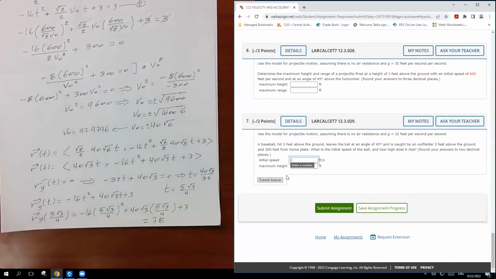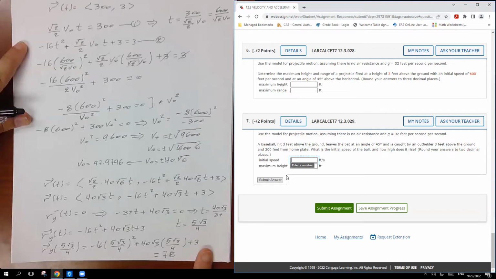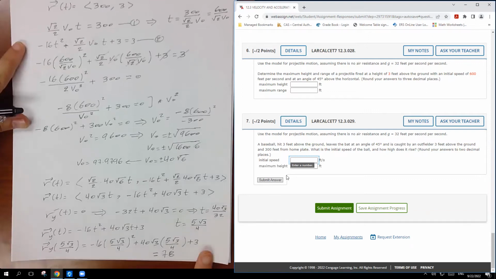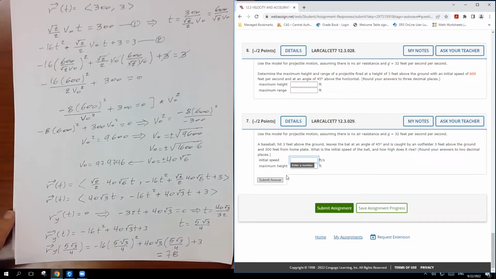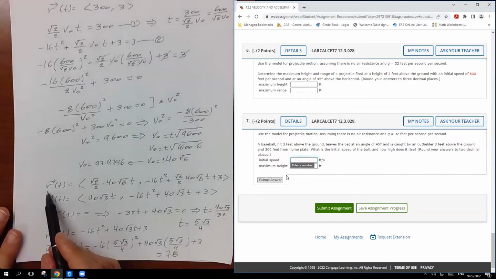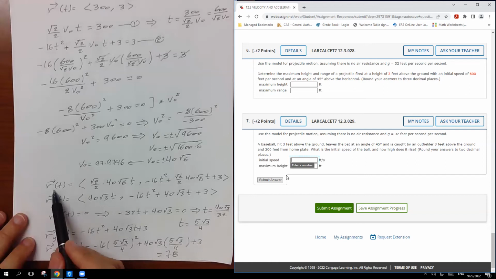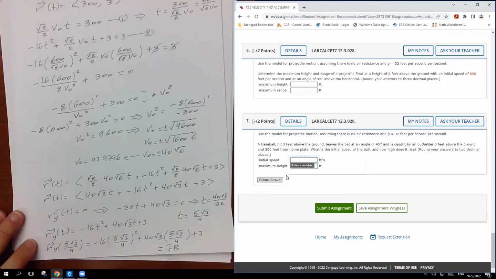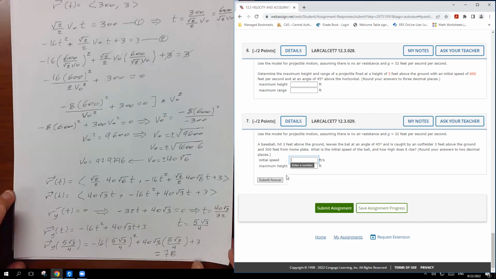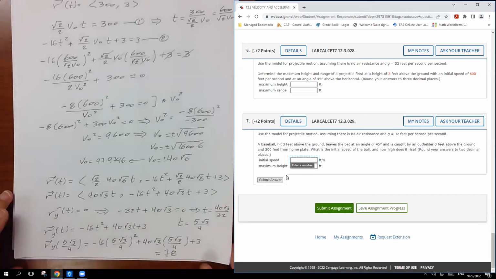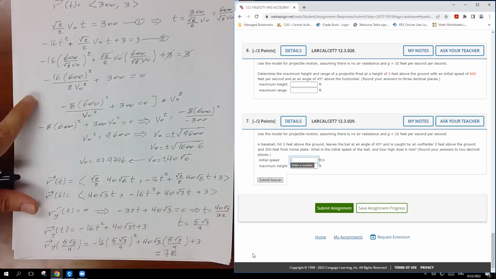It's exactly the same process as the first example, but the difference here is they ask you to find the initial velocity, and then we need to find the position vector, and after that we're going to find the maximum height. That's it.